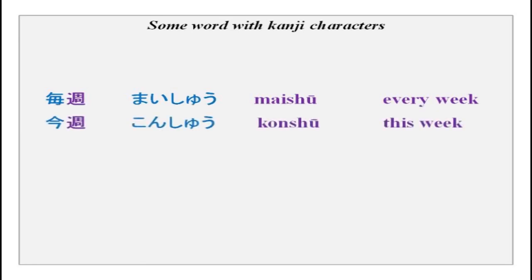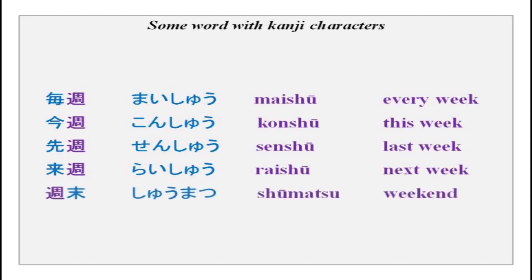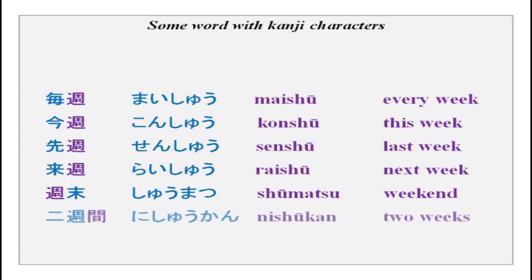Now, some kanji characters, these words we have covered in our previous classes and in this class as well. Konshu, senshu, raishu, shumatsu. Shumatsu is a new word. Shumatsu means weekend. Nishukan, a period of 2 weeks. So, you can learn this new vocabulary.